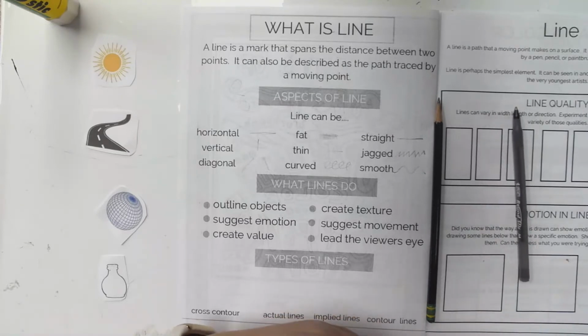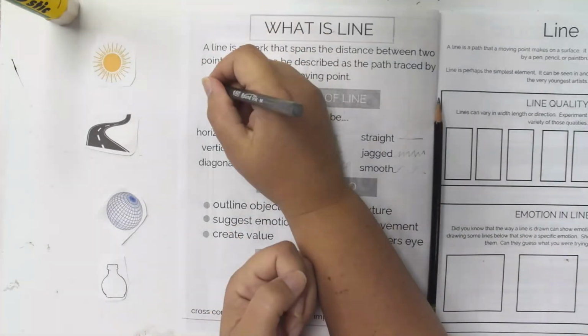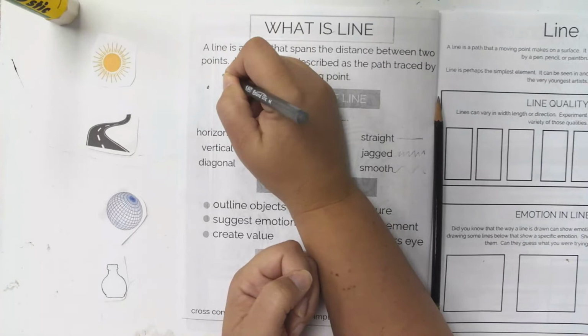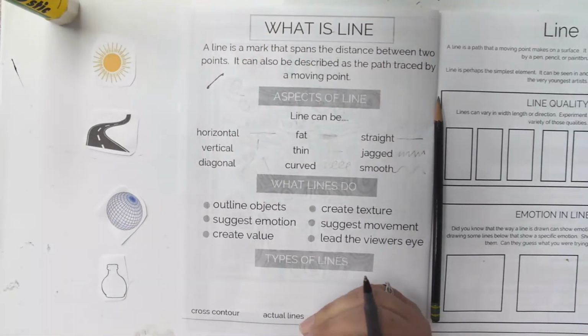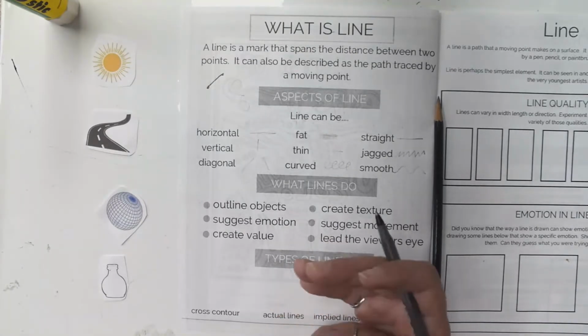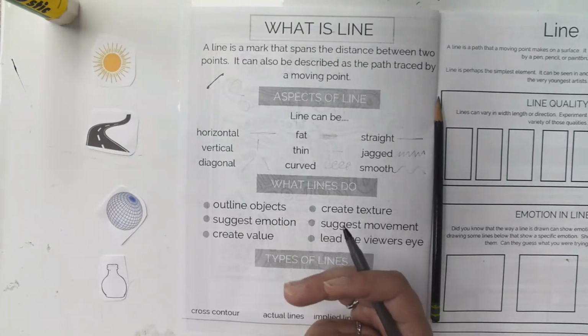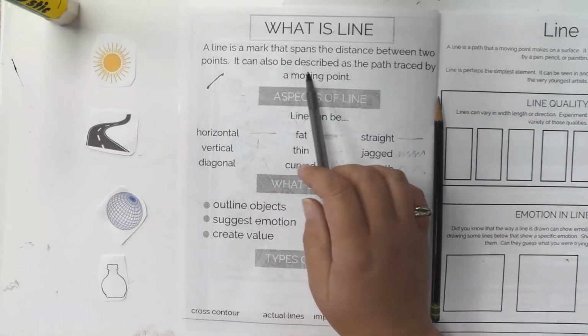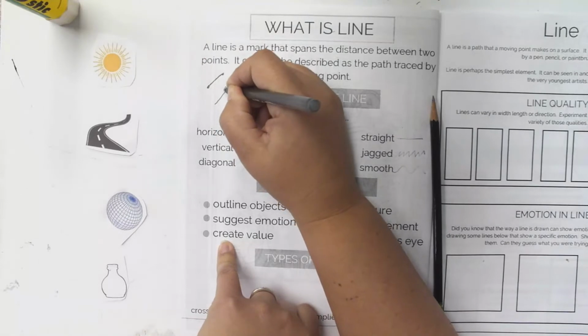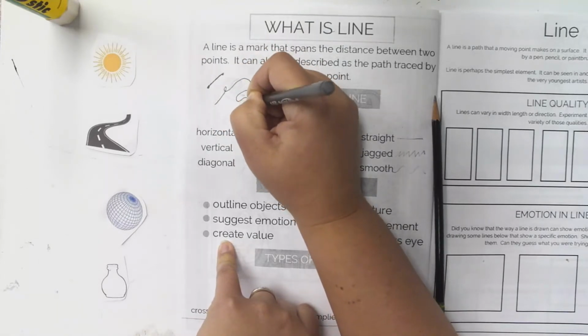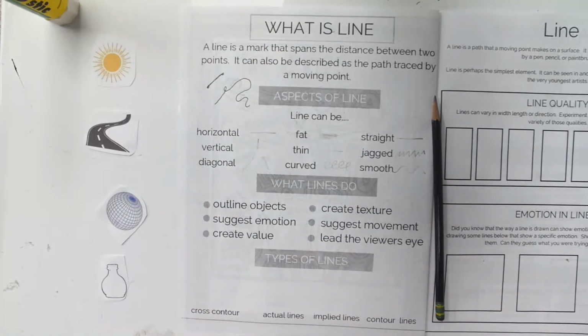So the first thing I want to talk about is what is a line? A line is a mark that spans the distance between 2 points. For example, if I had 2 points and I connected them, that would be a line. Another one that I like to tell people is that a line is a dot that went for a walk. It can also be described as a path traced by a moving point. So if I have my point and I move it around, I'm going to get a line.